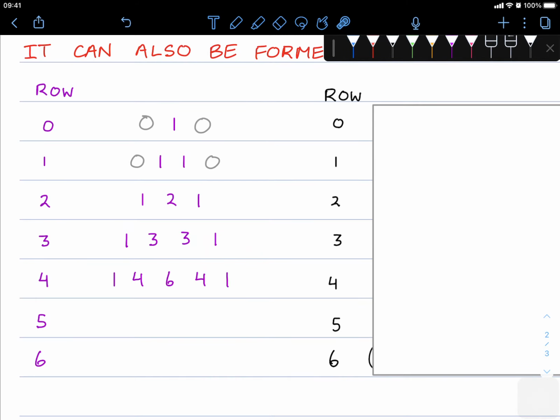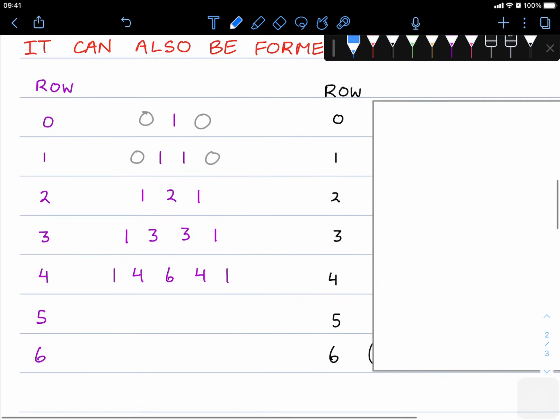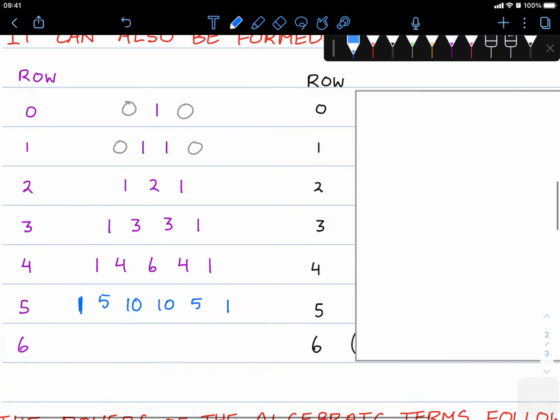So that means the next row we can figure out being, there's going to be a 1 on the outside. Once again, that's the easy part. 1 plus 4 is 5. 4 plus 6 is 10. 6 plus 4 is 10. 4 plus 1 is 5. 1 plus that hidden 0 is 1. And that there is the next row.